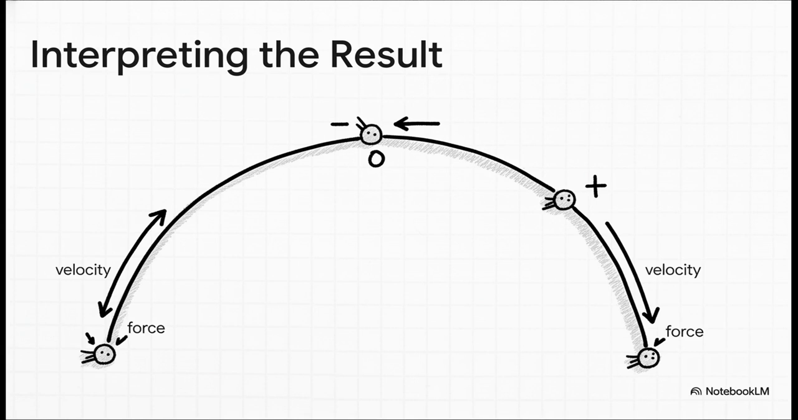For just a split second, the vertical velocity is 0. And if you plug that into the equation, you see the power is 0. Makes perfect sense. Then, on the way down, the power becomes positive, because now gravity and the direction of motion are on the same team. Gravity is doing positive work, putting energy back into the object.